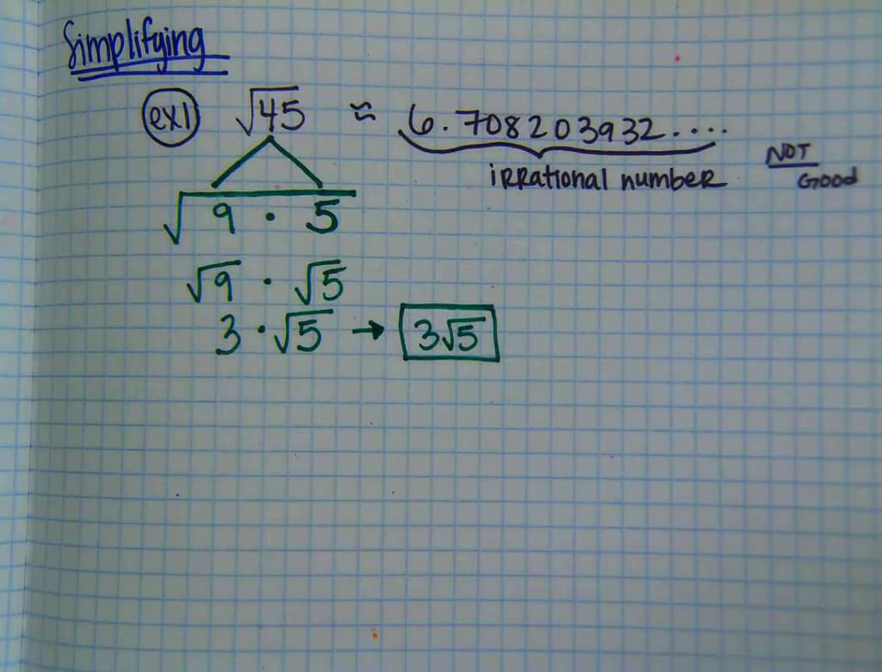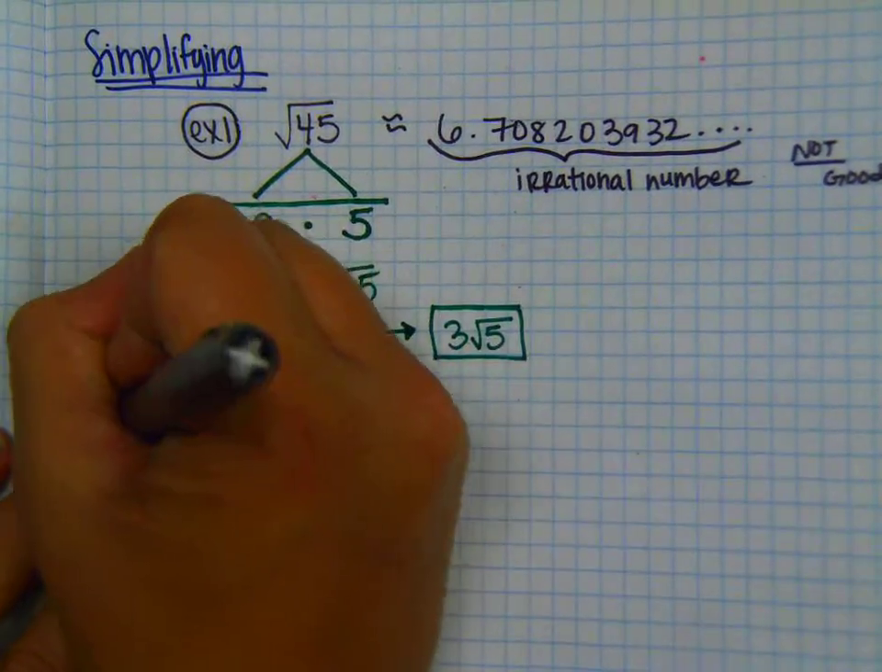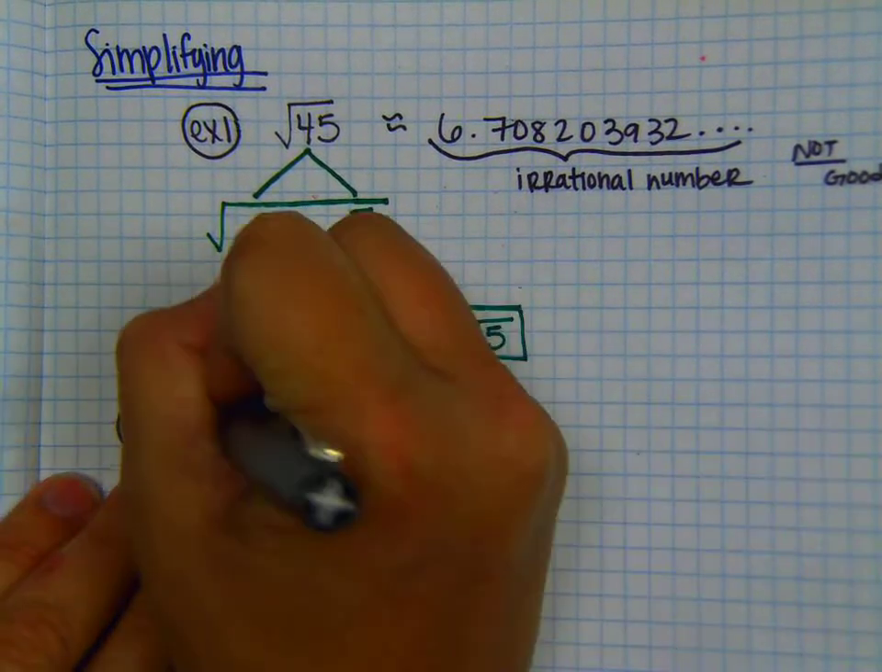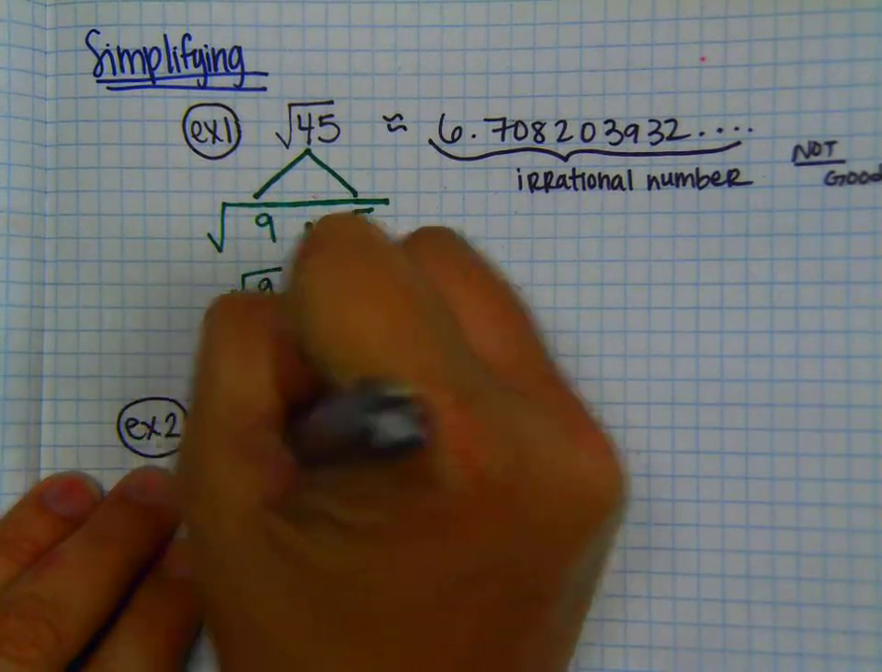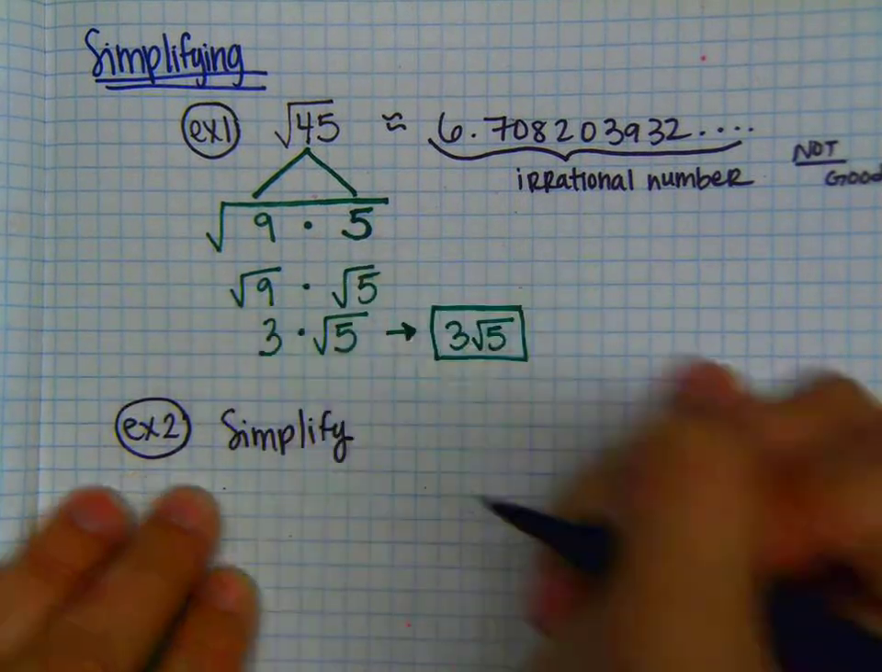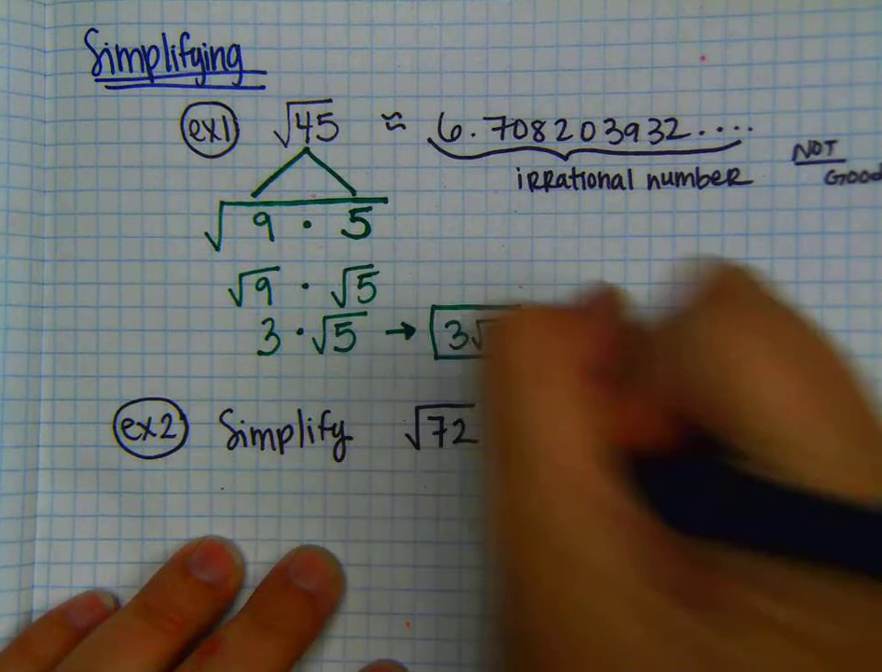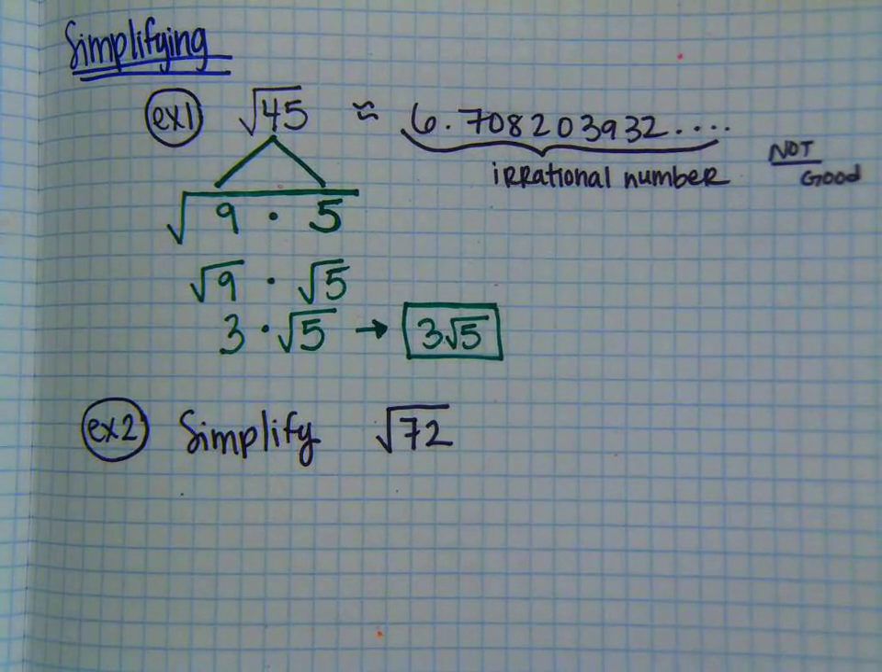Okay, so I want you to go ahead and try one. So try this next example. Simplify the square root of 72. Okay, the video is going to stop. Go ahead and do it, then I'll go over it after.